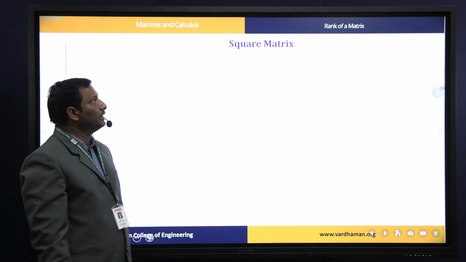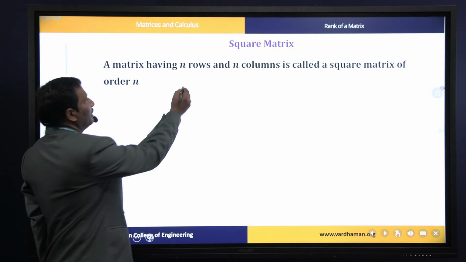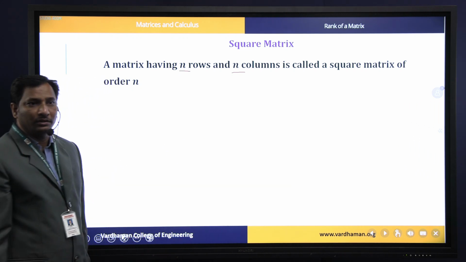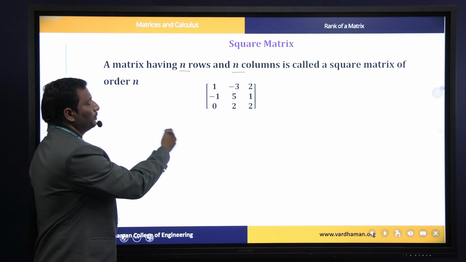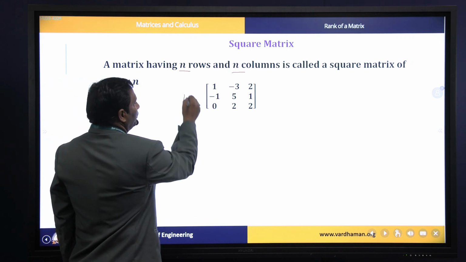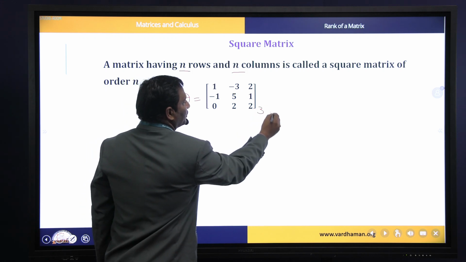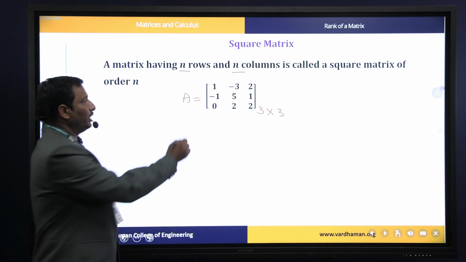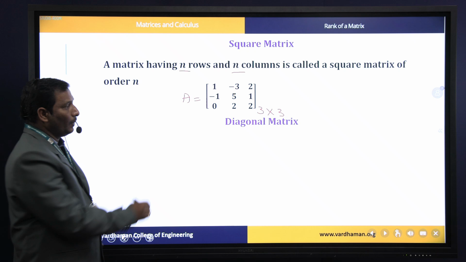Now we'll see what a square matrix is. A matrix in which the number of rows and the number of columns are equal is said to be a square matrix. For example, A is a matrix where the number of rows is 3 and the number of columns is 3. Then we'll write the order as 3 by 3, and we'll call it a square matrix of order 3.